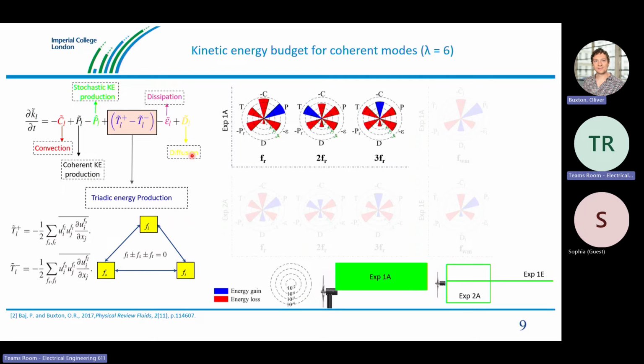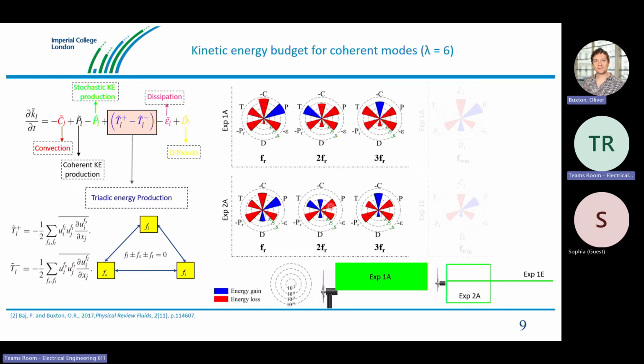So let's try and identify where these various coherent modes come from. And actually what we can see is that the rotor frequency is primarily energized, that's what this blue bar here is, by production. So effectively the rotor frequency, the energy source is the mean flow. The blade passing frequency is primarily energized through convection. So if I'm considering a field of view like this, the blades are passing around like that. Essentially the energy is convected into my field of view. Whereas things like 2FR, you can see, are energized by this triadic production term. So essentially, this is the result of nonlinearity existing within the flow, and we've got a transfer of energy from one coherent mode to the other.